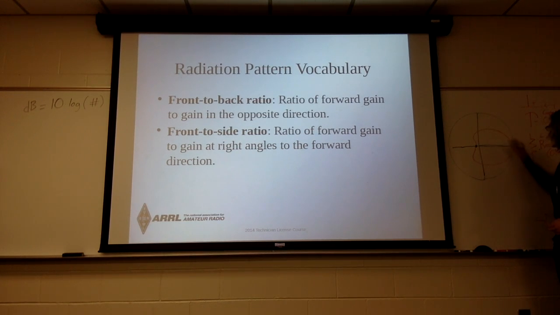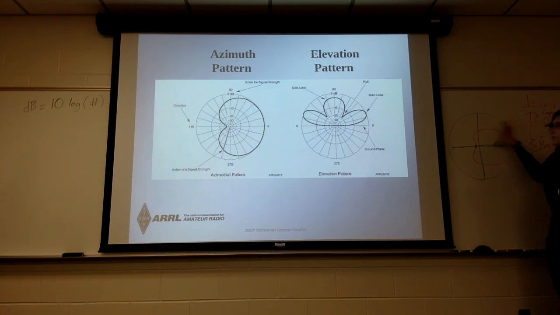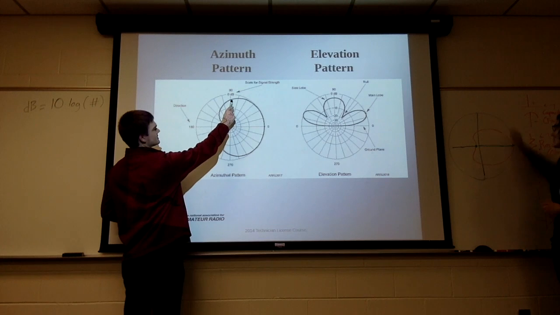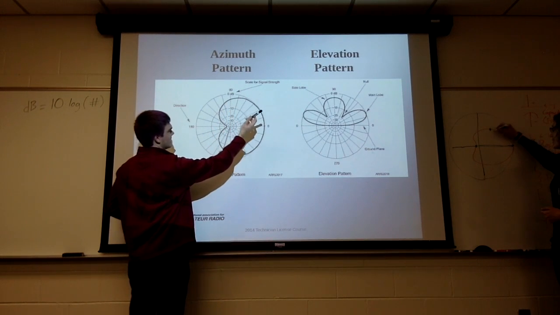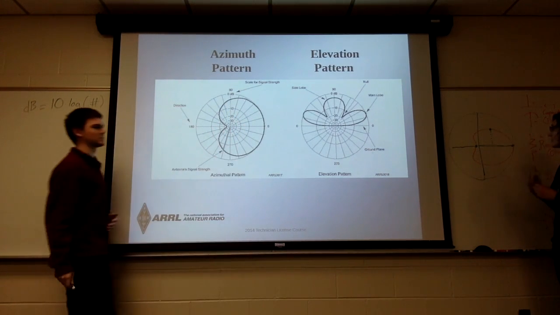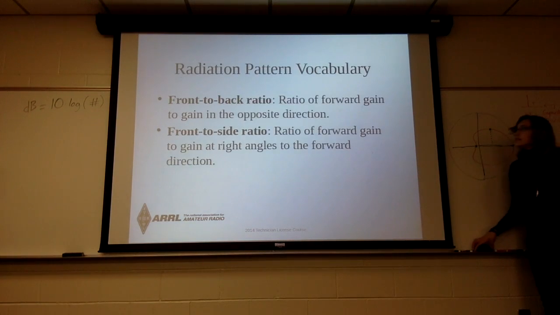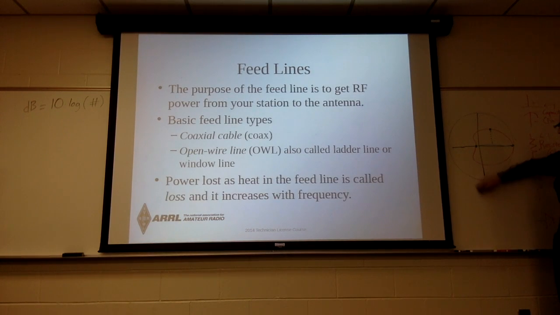0 dB? Front to side ratio is just the measure of the main lobe to the directions at right angles to the main lobe. So it would be this minus whatever this value is, and that's like minus 3 or 4. So there's a front to side ratio of like 3 dB. All right, okay, so that's the antenna.